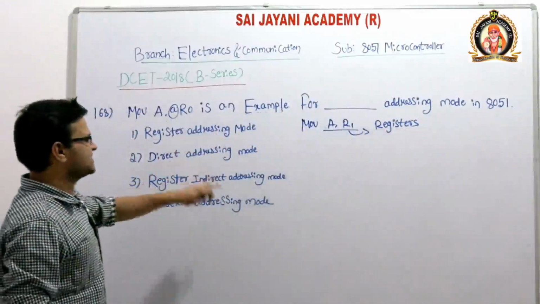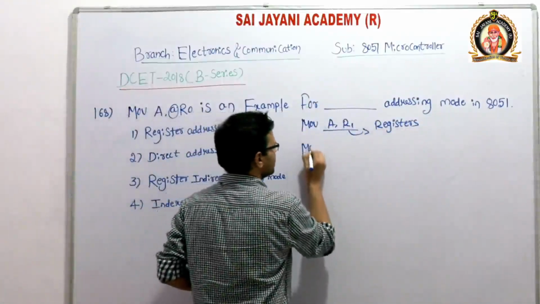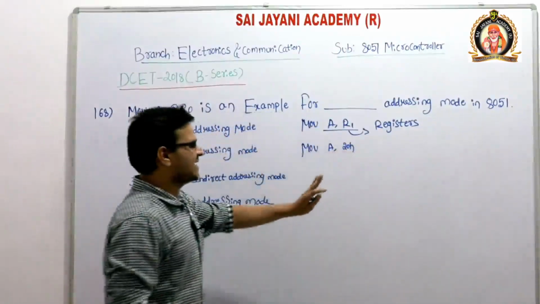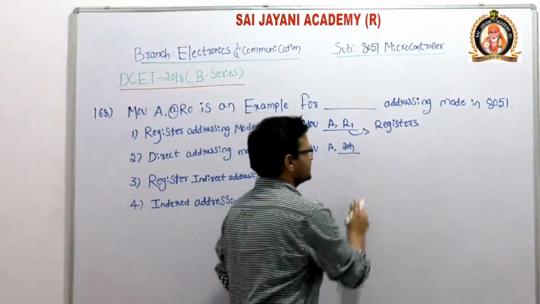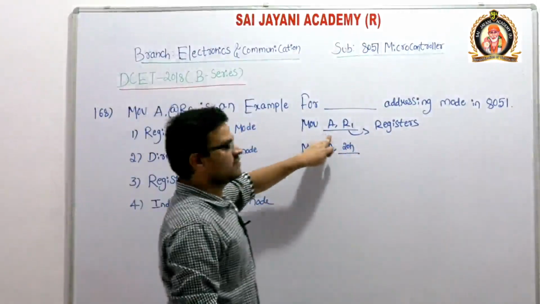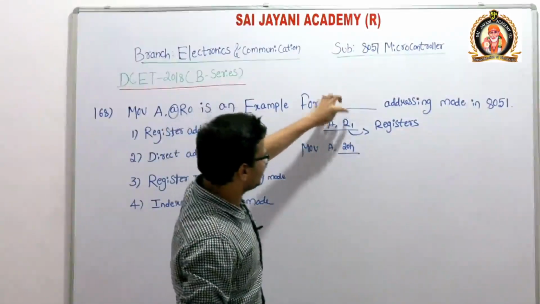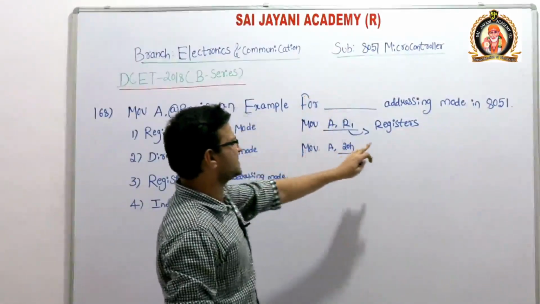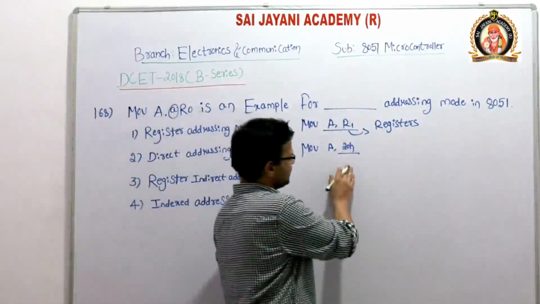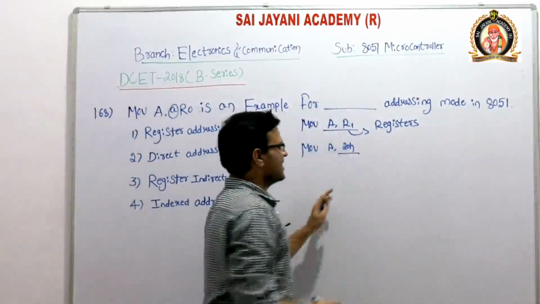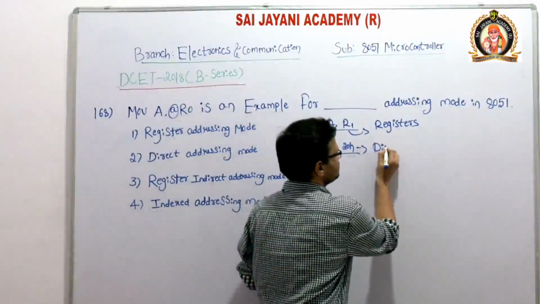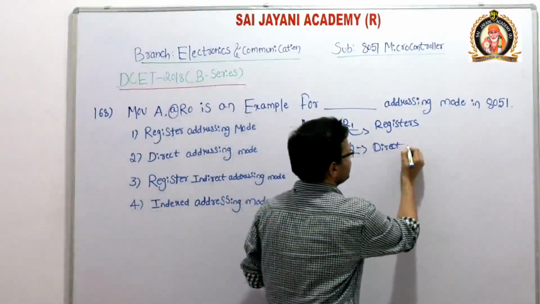But in direct addressing mode, one of the operands has a direct location, for example 20H. It is a direct memory location. In register addressing mode, we use both source and destination operands as registers, but in direct addressing mode, we use a destination operand such as 20H, which is a direct memory location.